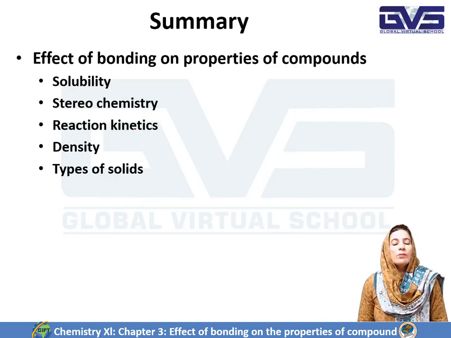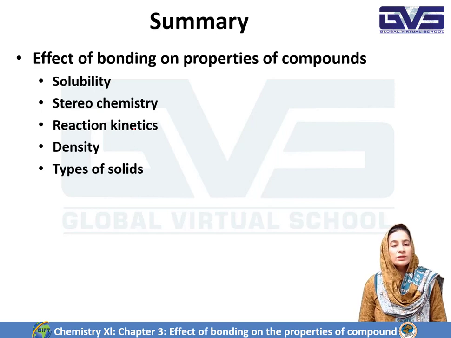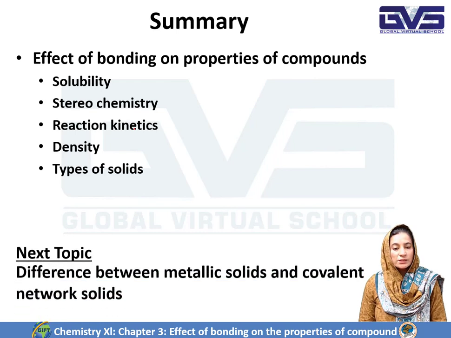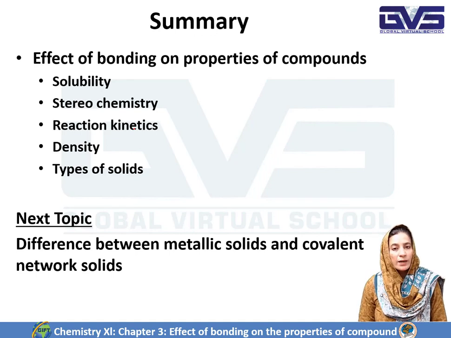So this was all about the effect of bonding on properties of compounds with reference to their solubility, stereochemistry, reaction kinetics, and density. And we have also discussed a few types of solids, and in detail we will discuss in our next topic. We will compare between metallic solid and covalent network solid.